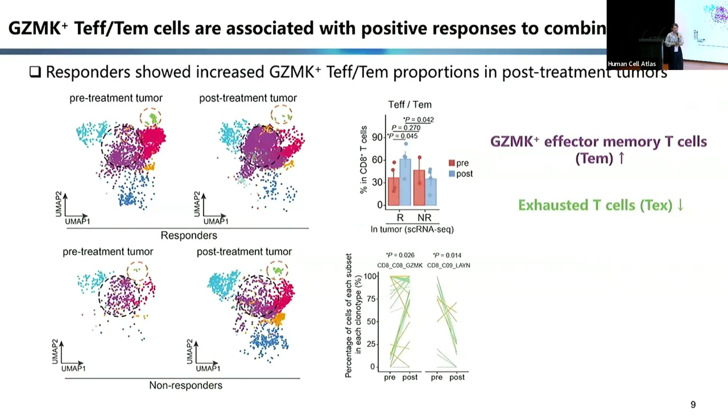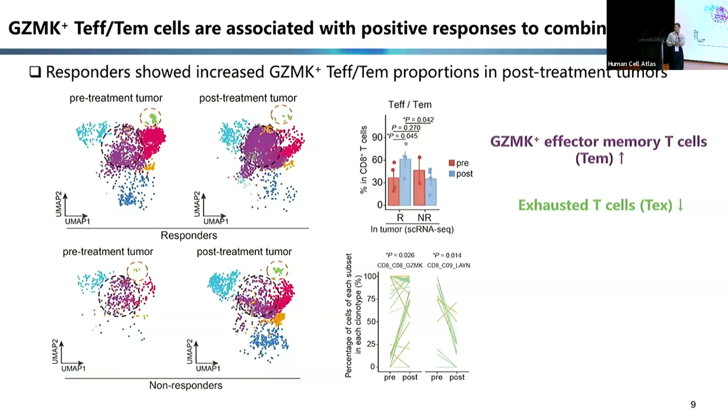As we can see, granzyme K positive effector memory T cells, which a lot of speakers have mentioned, are the purple dots. They were increased in the post-treatment responders. And the green dots are the exhausted T cells. They were considered to lose effector functions. They show decreased proportions. Additionally, we also observed large clones of the granzyme K positive effector T cells, indicating they could be activated during the treatment.